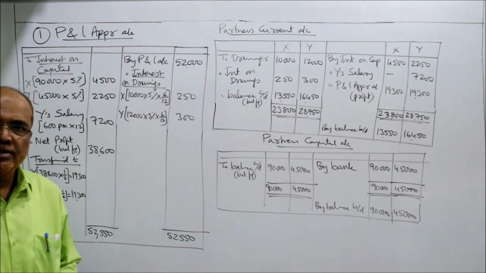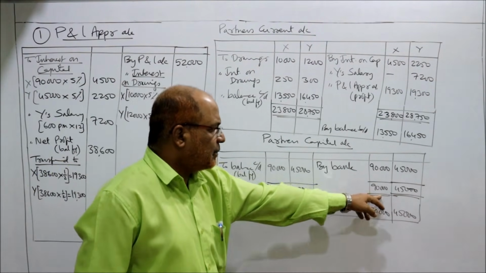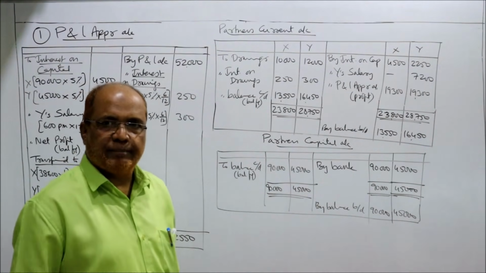That's it. Simply we have to take carry down, brought down balance. Whatever is the total on the credit side, the same total we will take on the debit side, carry down balance, brought down balance. That's it.